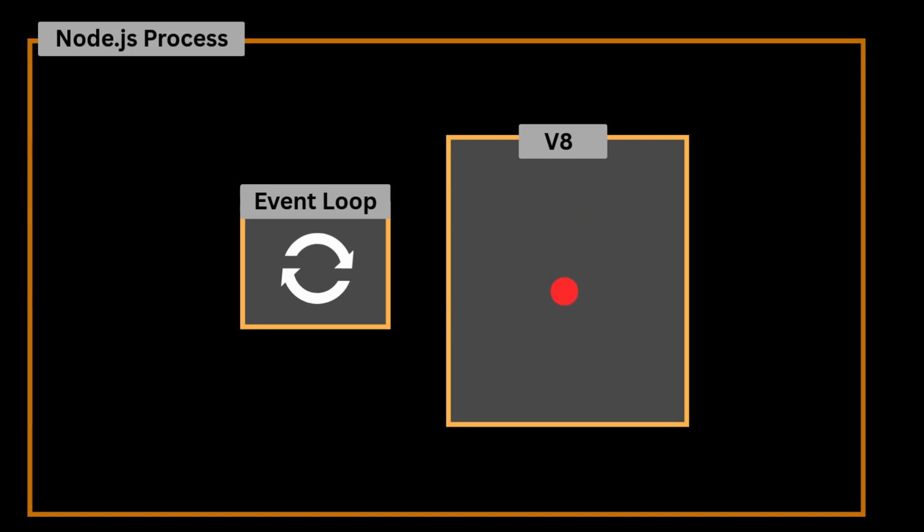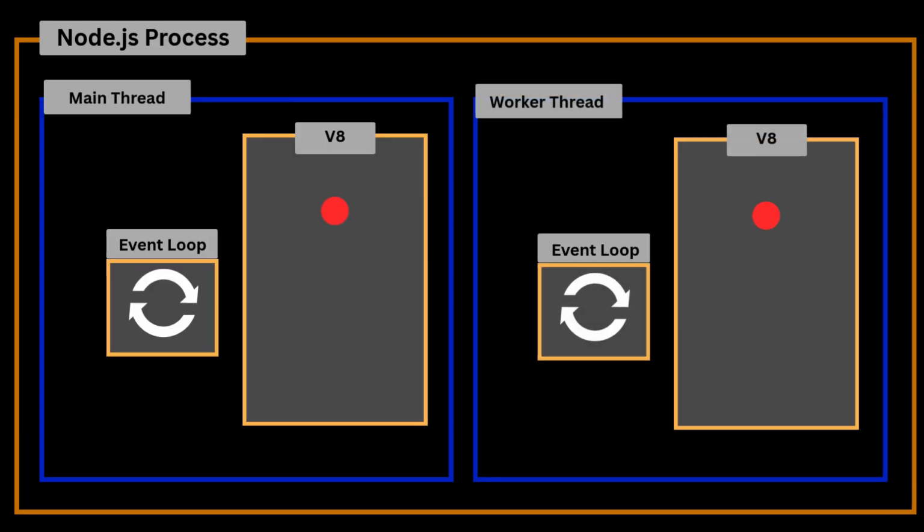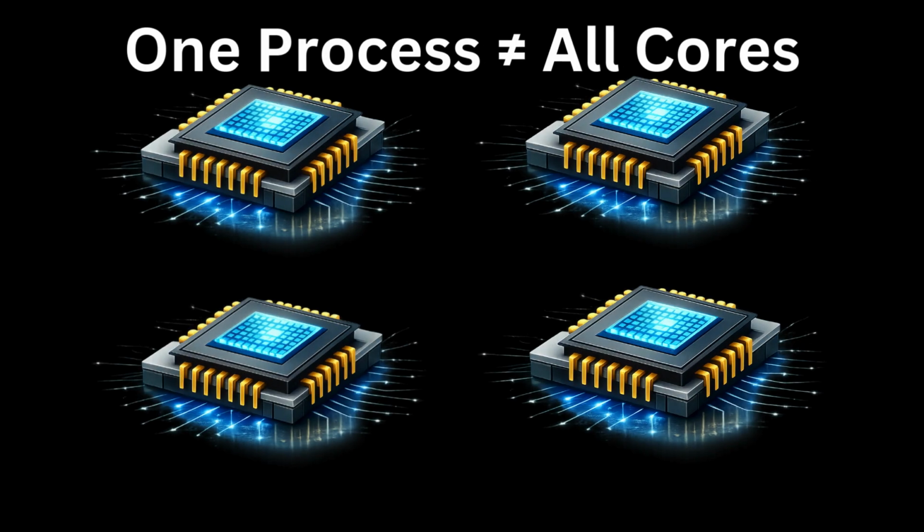Inside a Node.js process, JavaScript execution runs on a single main thread by default. Node.js does provide worker threads. When explicitly created, additional JavaScript threads can run in parallel inside the same process. But even with that capability available, a single Node.js process does not automatically utilize multiple CPU cores.